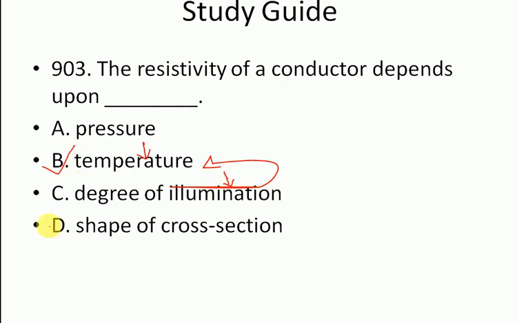Cross section will never be an answer. Degree of illumination and temperature both are very suitable, but temperature is the best answer, because the degree of illumination already changes the temperature.